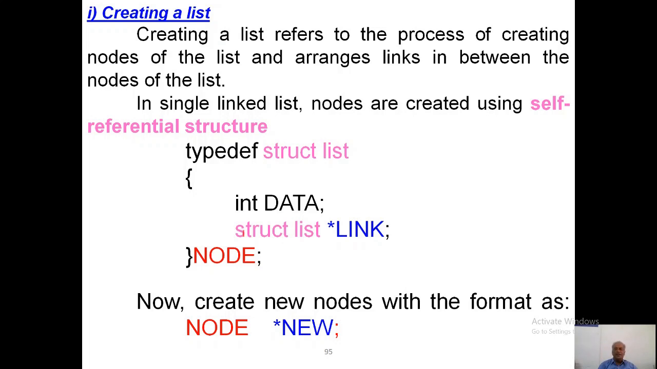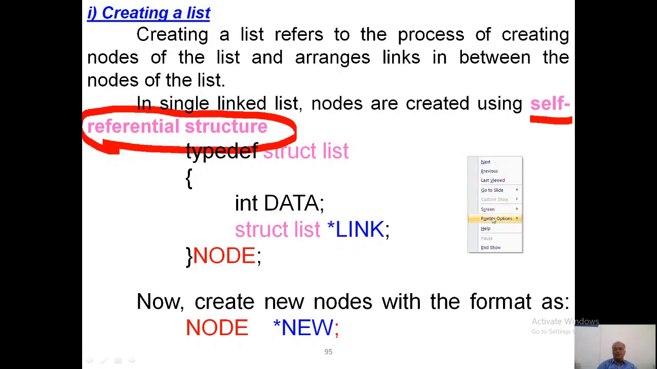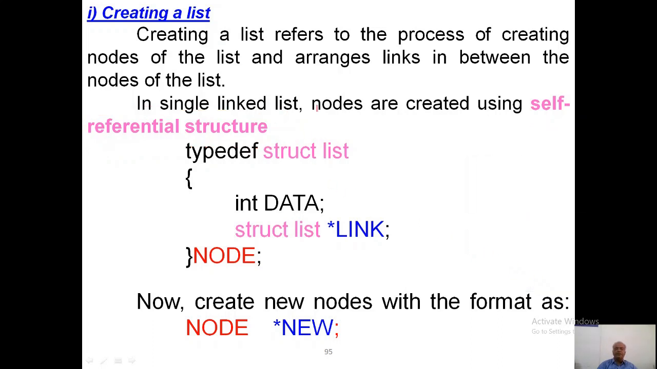The first one is creation of a list. Creation of a list refers to the process of creating the nodes of a list and arranging links between the nodes of the list. In a single linked list, nodes are created by using a self-referential structure. I hope you all know self-referential structure. We have already gone through it in C programming.